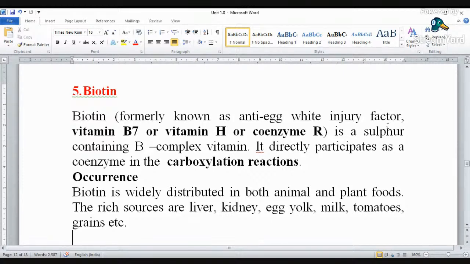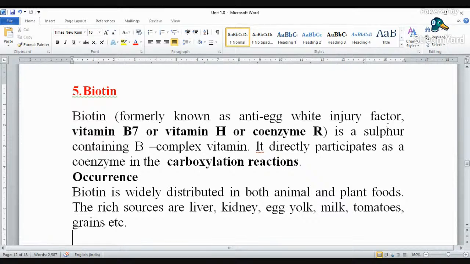It directly participates as a coenzyme in the carboxylation reaction. Biotin is involved in the carboxylation reactions. बायोटिनचा मेन रोल काय आहे तर इट टेक पार्ट इन द कार्बोक्झिलेशन रिएक्शन म्हणजे मेटाबॉलिझममध्ये ज्या पण कार्बोक्झिलेशन रिएक्शन होतात, ज्या रिएक्शनमध्ये CO2 ॲड होतो आणि कार्बोक्झिलेशन होतं त्या सगळ्या रिएक्शन्समध्ये बायोटिन हॅव द इम्पॉर्टंट रोल.